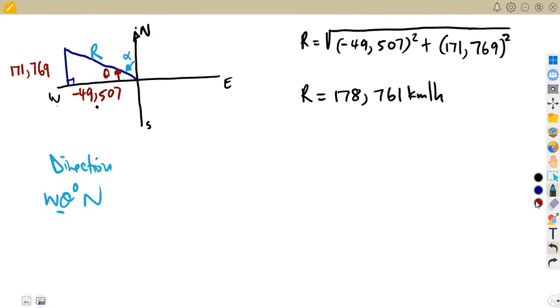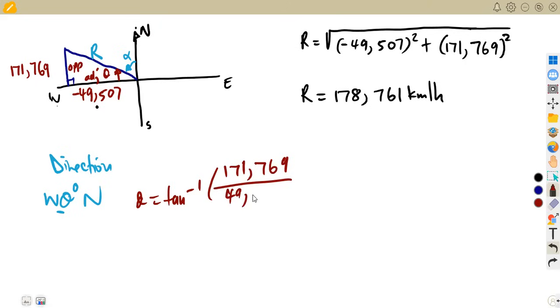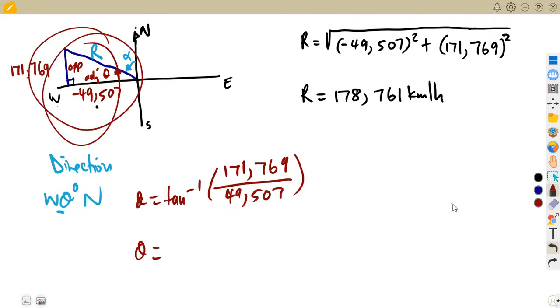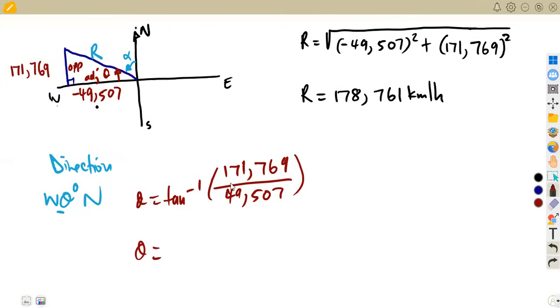So we have to calculate theta, where theta is taken from arctan, opposite over adjacent, where this is our opposite, this is our adjacent. So opposite 171.769 over the adjacent, which is 49.507. Remember, I said the negative is already taken. We have already used this negative in order to have this triangle. It was because of this negative. So you don't consider it when calculating here. We just need the angle as it is.